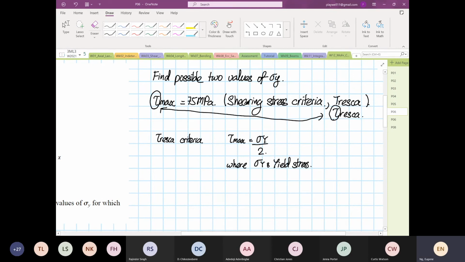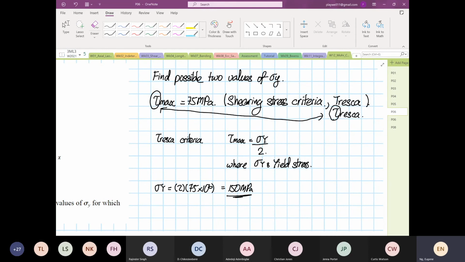In this course, you don't want anything to yield. You want to be below the yield. So from here we know that the yield stress is equal to 2 multiplied by 75 times 10 to the power 6, which is equal to 150 megapascal. So we know this value. The next thing is, so what?